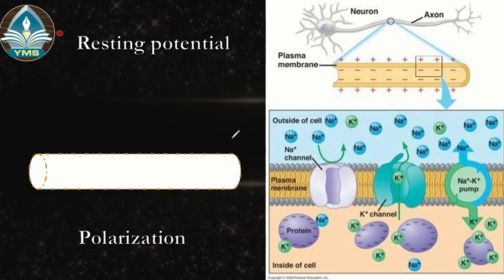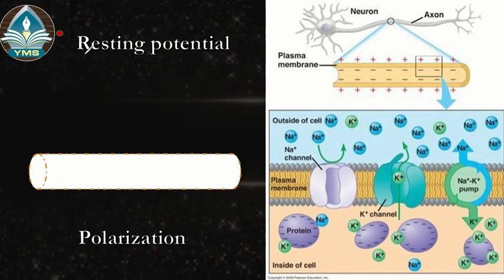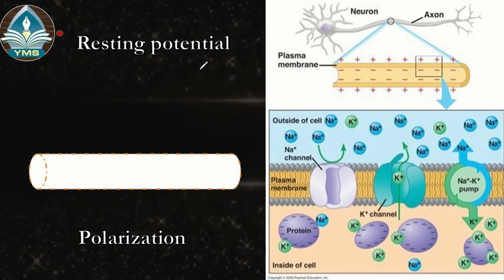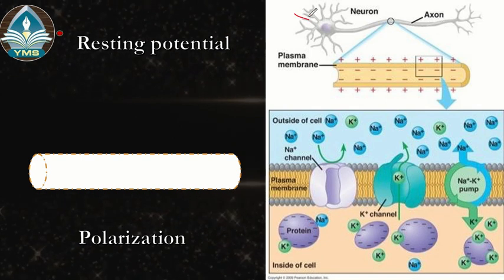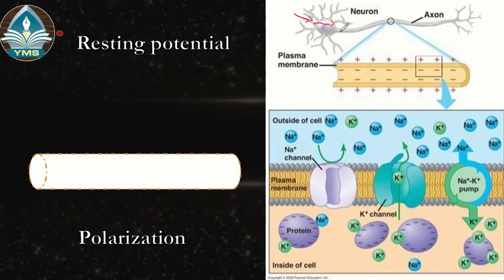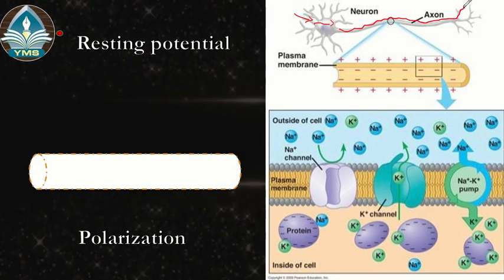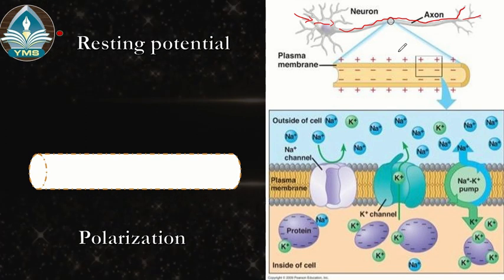Hello dear students, in this video we are going to speak about action potential and the resting potential. So mainly we are going to speak about the transmission of nerve impulse throughout the axon. The axon is going to receive the impulse from the dendrite, go to the cell body, then be transmitted through the axon until it reaches the synaptic knobs. So how does this happen?